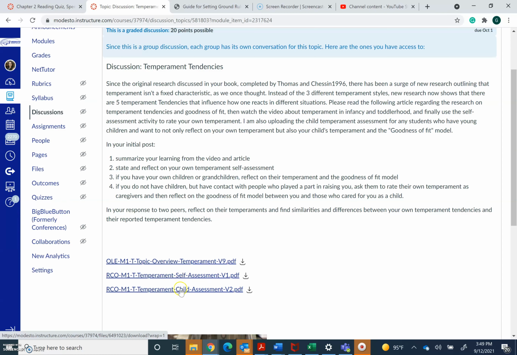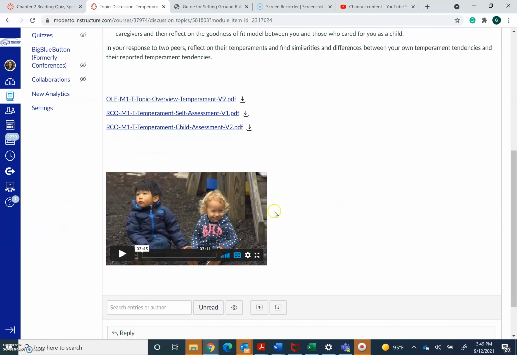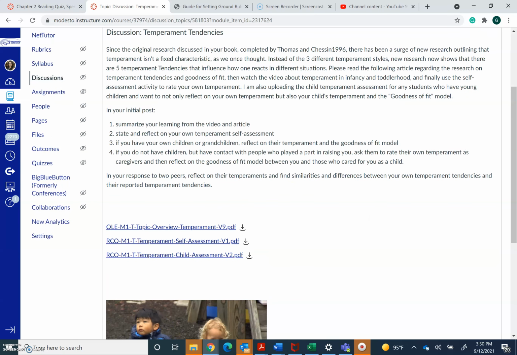So do you think you and this child are similar in temperament? Do you differ in temperament? Do you think that affects your relationship in any way? Whether you're the same or different, does that affect your relationship? So what you'll do is you're going to summarize your learning from the video and article, which is here, and down below you're going to watch the video about the different temperament styles. And then you're going to reflect your own temperament on your own temperament self-assessment. So that's this one. Here's the child assessment that you'll do on another child.